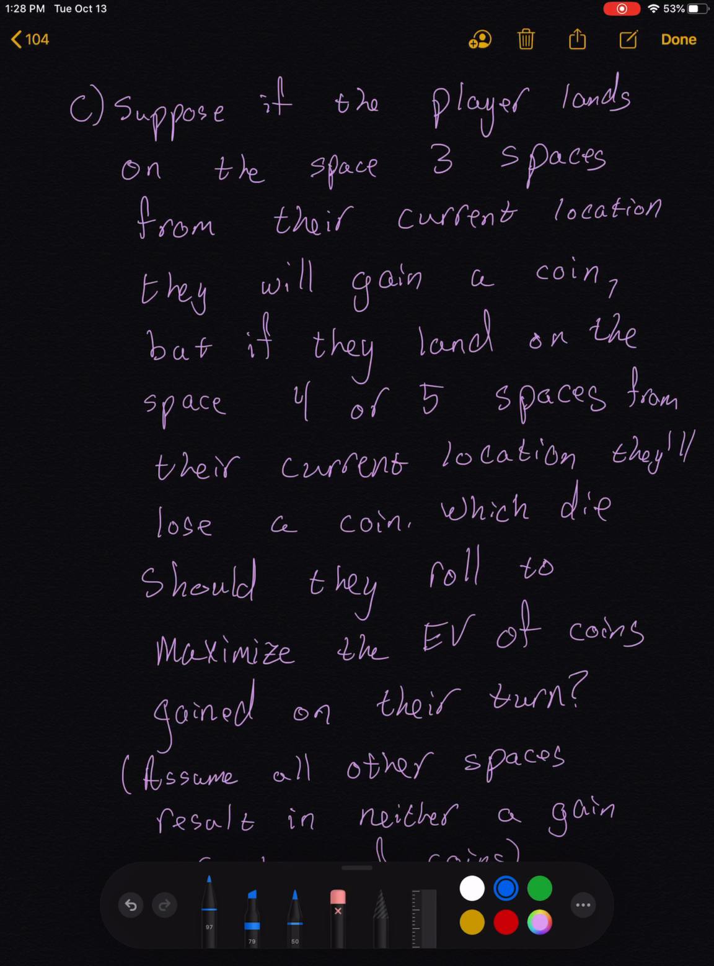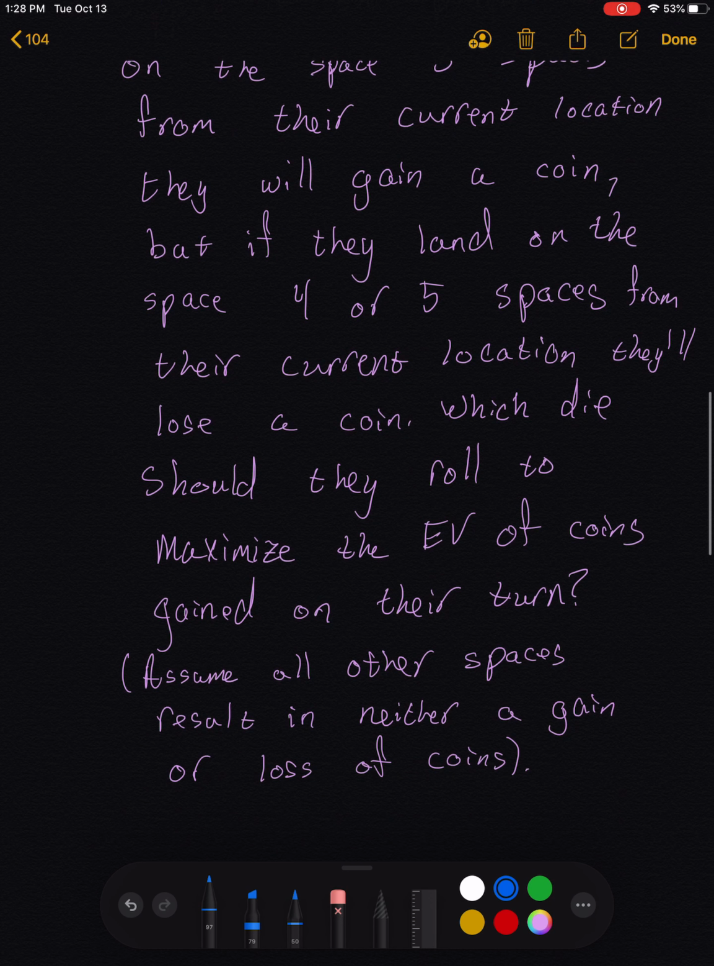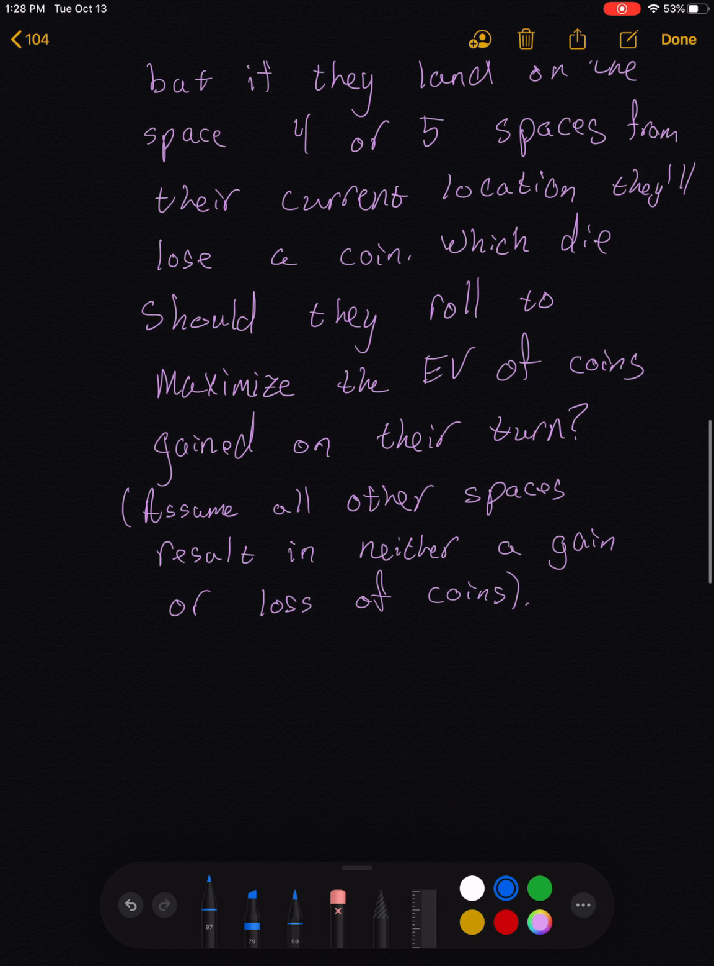The question is, which die should they roll then if they want to maximize the expected value of coins gained on their turn? And we are going to assume that all other spaces result in neither a gain nor a loss of coins. So the idea is, just to give a little depiction, our player is at the space where they are initially in the turn, and there are a number of spaces ahead of them. And again, when they roll their die, that determines how many spaces ahead they move.